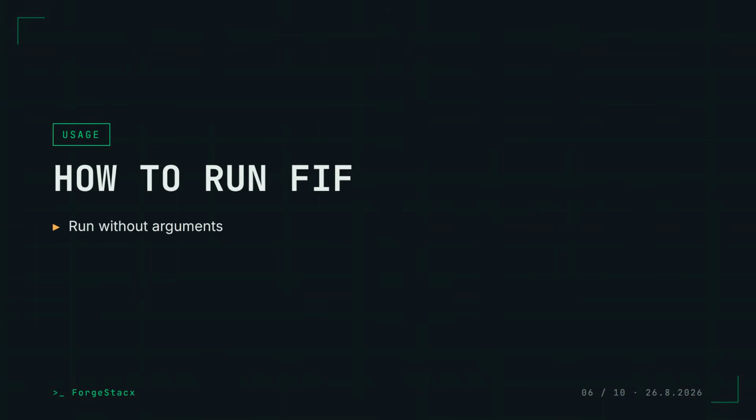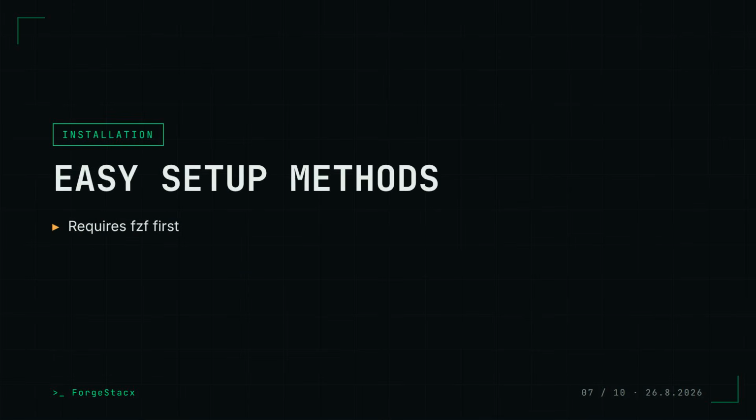Usage is incredibly simple. You just type FIF in your terminal. Running FIF with no arguments will start fuzzy matching lines in all files from the current working directory. You type a few letters, and the list filters instantly. You can use the arrow keys to navigate and press enter to open the file in your default editor at the exact line of the match. If you want to search a specific file or path, you can pass that as an argument. The tool is designed to be fast and responsive, so you can keep your hands on the home row and maintain your momentum.